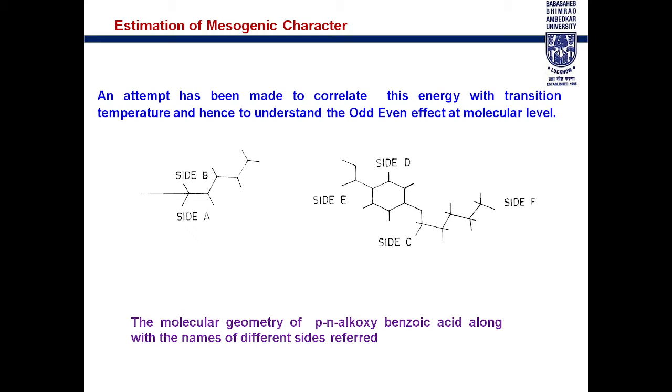An attempt has been made to correlate this energy with transition temperature, hence to understand the even-odd effect at the molecular level. The molecule chosen is the p-n-alkoxybenzoic acid, where one side has a polar group, the hydroxyl group OH, and the other side is an alkyl chain. The sides are defined as side A and side B for stacking, C and D for in-plane terminal, E and F for the terminal.